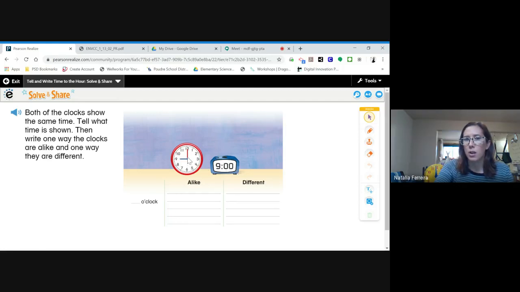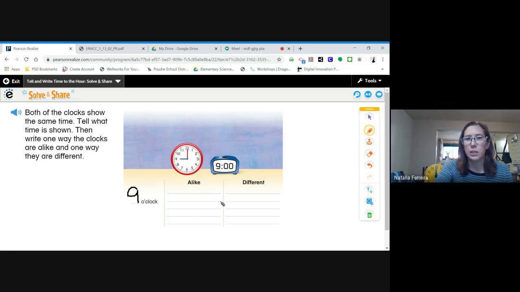Remember, when our minute hand is pointing straight up at the 12, we say what? O'clock. When our digital clock has 2 zeros, we also say o'clock. So what time is this showing us? This is showing us, or both clocks are showing us, 9 o'clock.